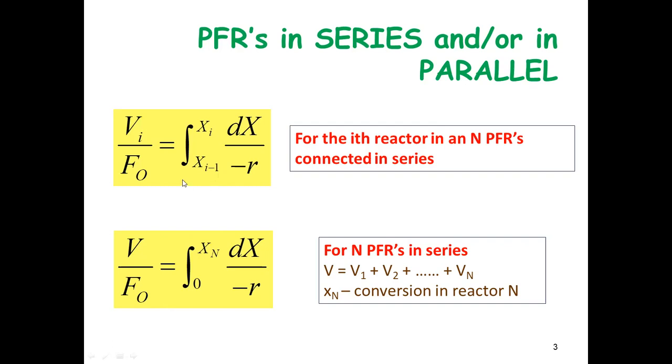PFRs in series. So this one, your feed to the first PFR is initially converted. This one is not initially converted, meaning there's no conversion for the particular species that we are following through or monitoring the conversion of in the system.